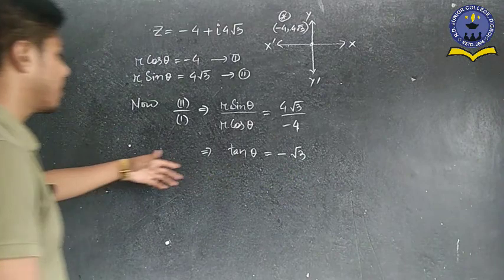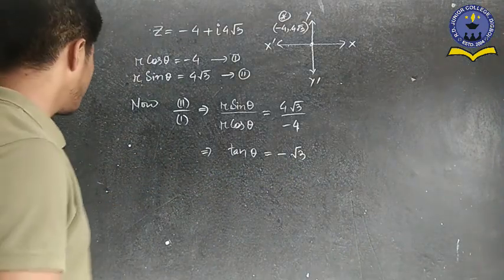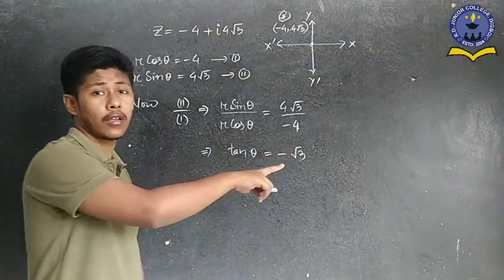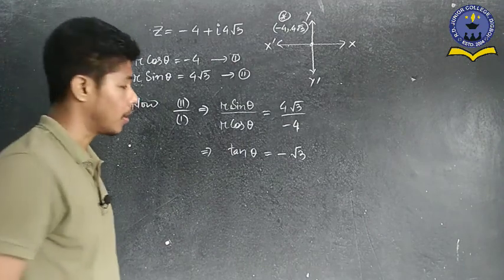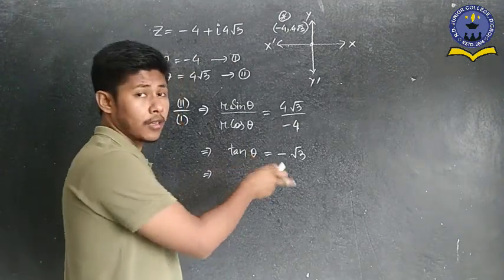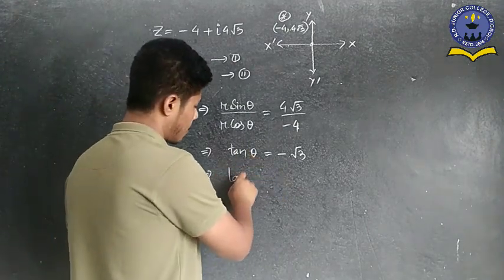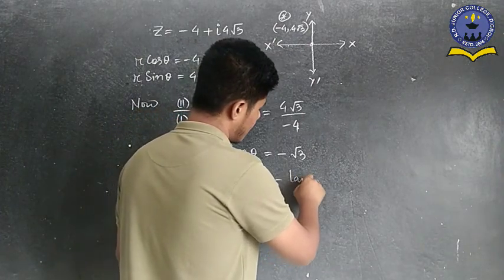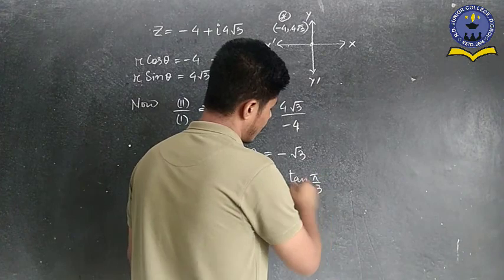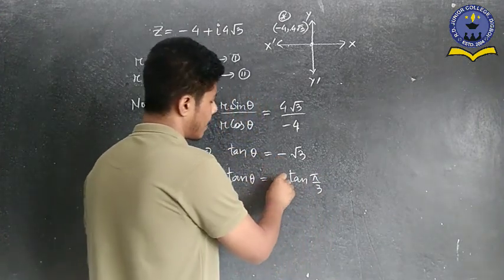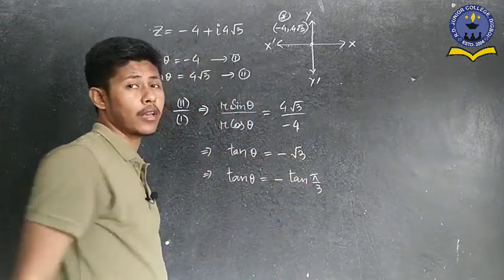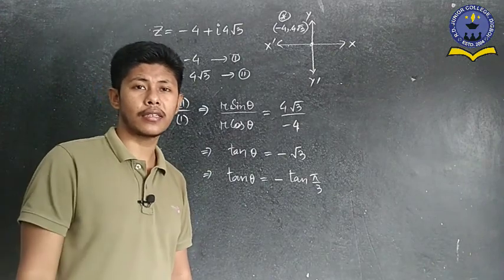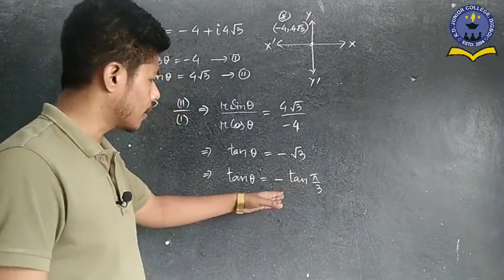So when we get the value of tan as root 3, that means in place of this one we have to write pi by 3. We have already done this type of question earlier, so that's why you have to write tan theta equal to minus tan pi by 3. We keep the minus the same, and in place of root 3 we have to write pi by 3. Is it clear?